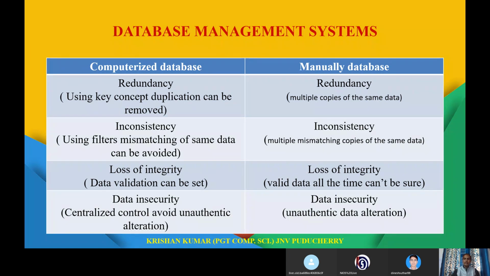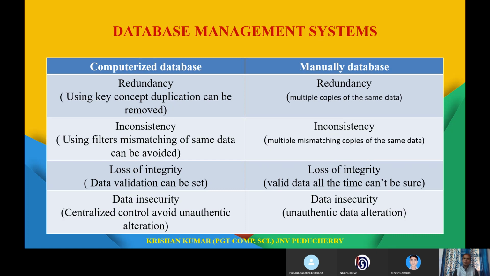So first of all, you can see redundancy is an example of a drawback of a manual database. At the same time, it is a plus point of a computerized database, because redundancy means multiple copies of the same data. Suppose you are maintaining a register and you have written one person's name. Again, 3, 4, 5 days after, the same person has come and you write the same person's name again. And after 1 month, suppose he has visited again, then what will happen? The same data you are going to repeat again and again.